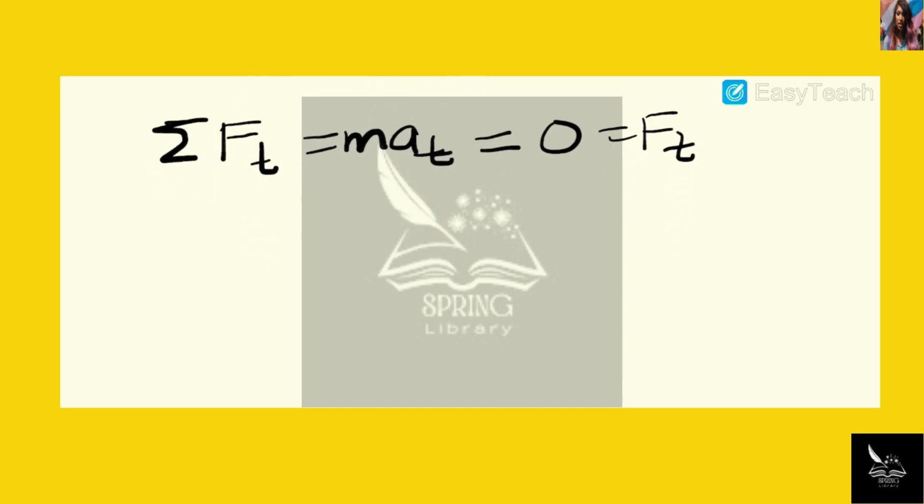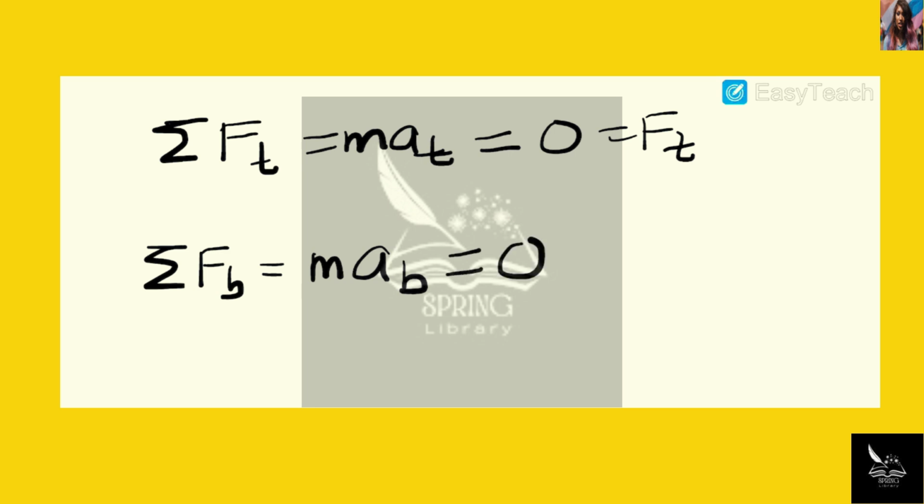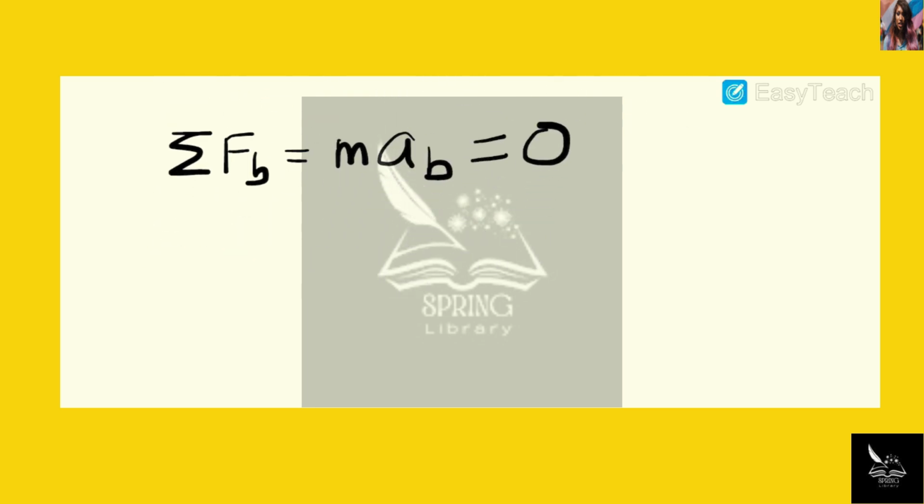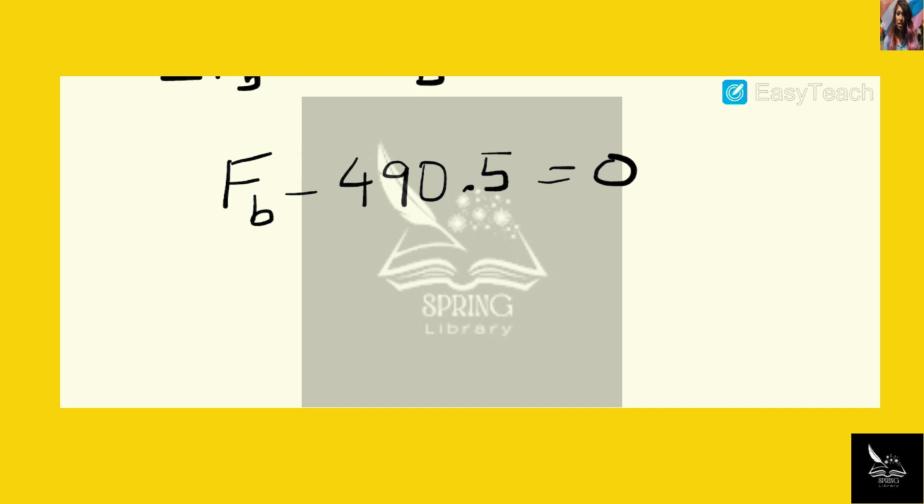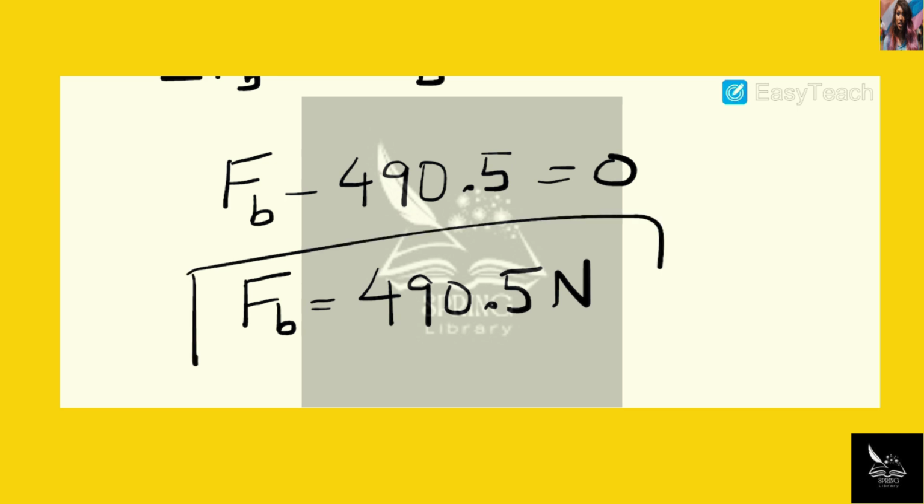Next, we can solve for our vertical force, Fb. We can say that the net force in b is equal to m a_b. We know that this is equal to 0. Therefore, we can say that Fb minus 490.5 is equal to 0. And what this does is this gives us that Fb is equal to 490.5 newtons. And that's our final answer.